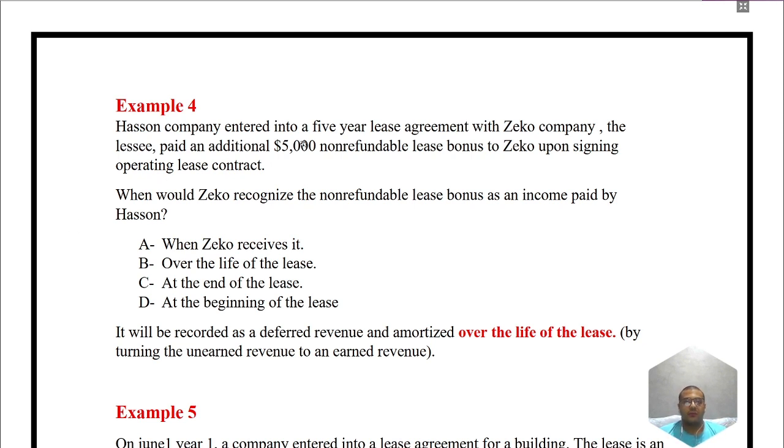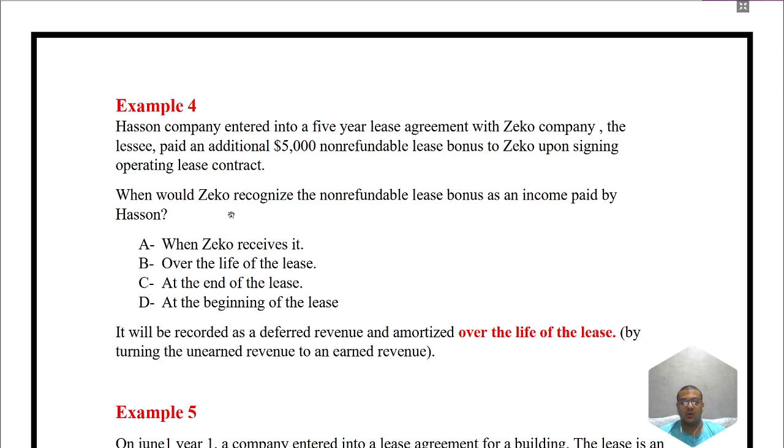Soon Company entered into a 5-year lease agreement with Zico Company. The lessee paid an additional $5,000 non-refundable lease bonus to Zico upon signing the operating lease contract. We're going to discuss the lease bonus later, and the lease bonus is a prepaid expense for me, but in this question he's asking about specific information: when would Zico recognize a non-refundable lease bonus as income paid by Hassan?